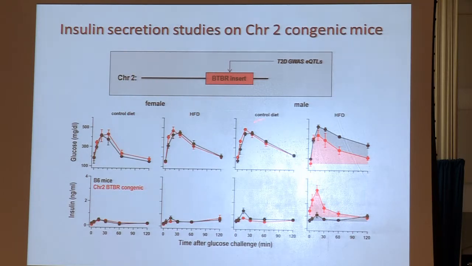to the islets. But over here in the male, when we put them on a high-fat diet, you can see that the animals that have the insert have what we consider improved glucose tolerance. They do better. And they do better because they secrete more insulin. And we could reasonably say that this difference in behavior observed in the males for improved glucose tolerance is due to something that is on this insert, because that's the only difference between these two animals.